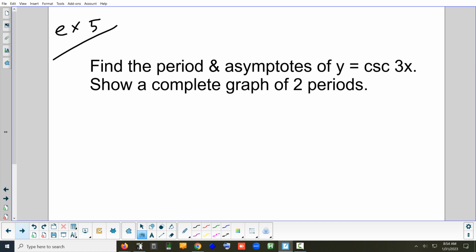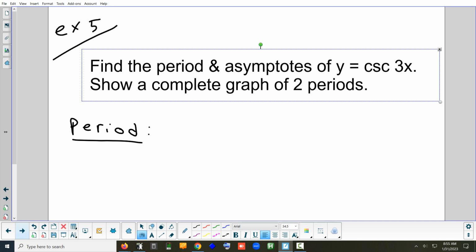And they're not asking for the domain and the range here. We've done that, but they don't want it on this one. They just want to know the period and the asymptotes. So remember, the formula for period depends on what trig function you're using. It's either pi over b or 2 pi over b.